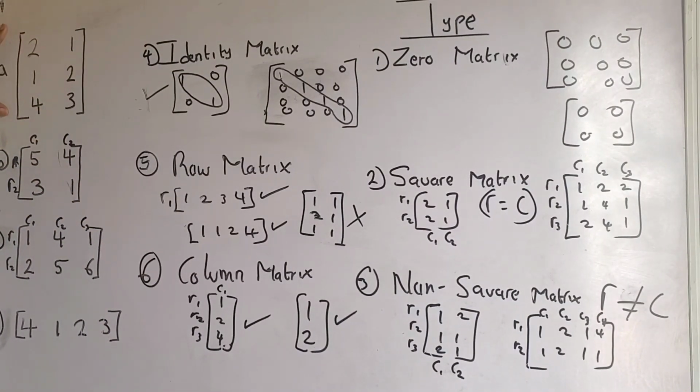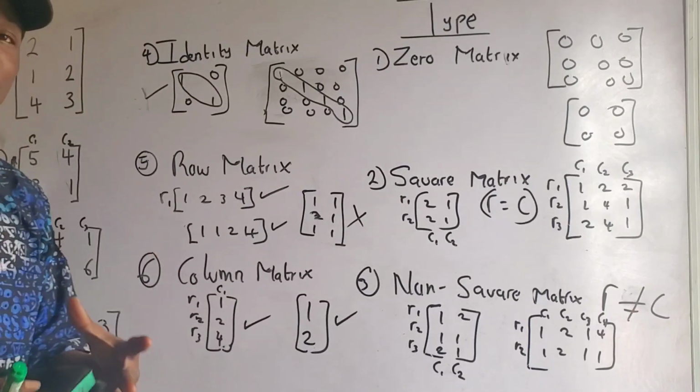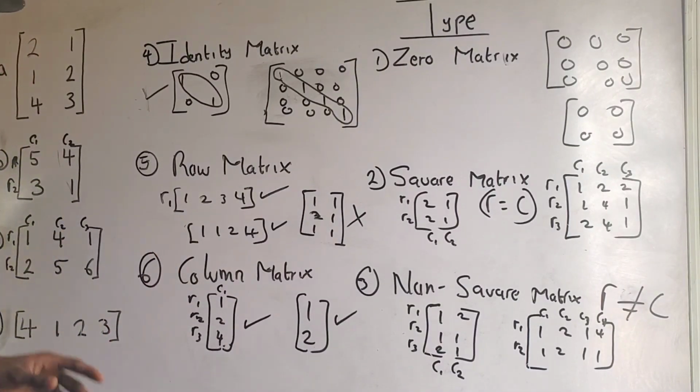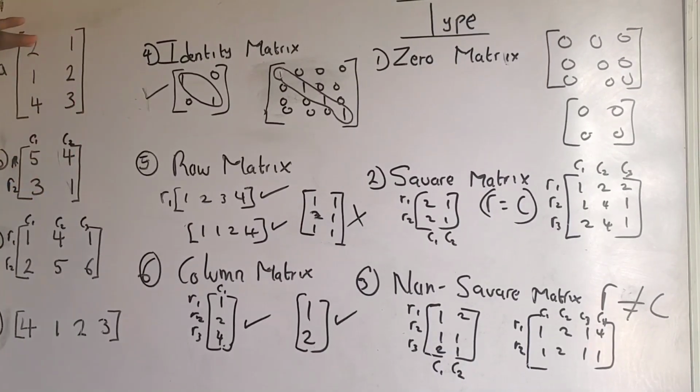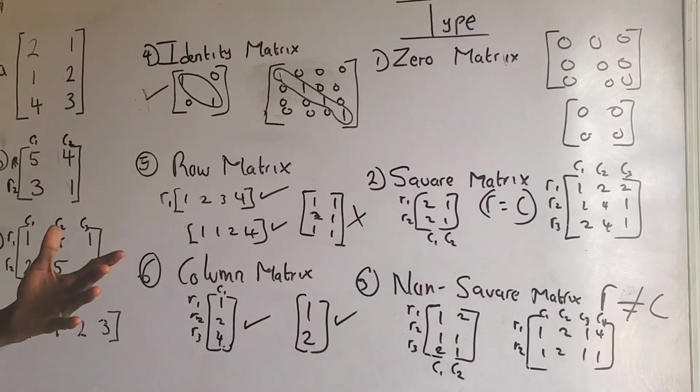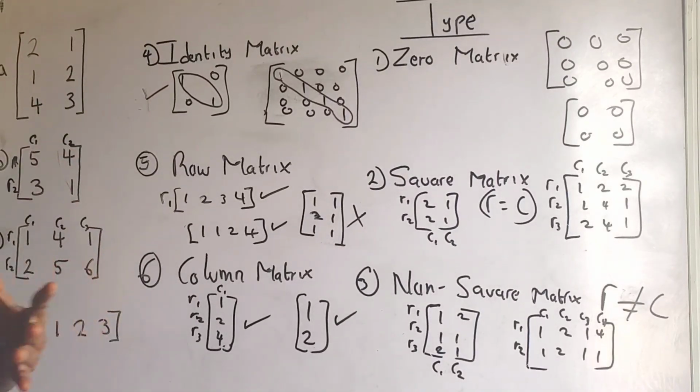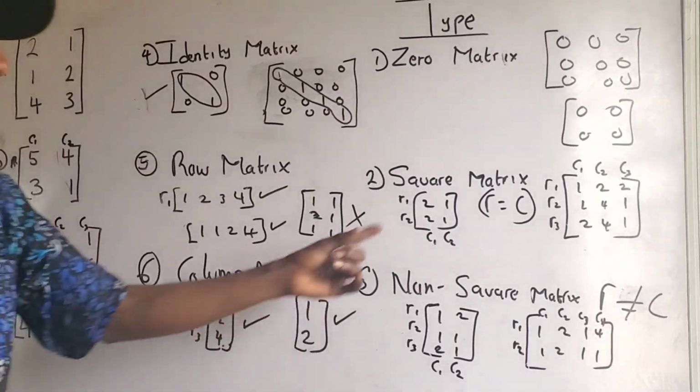Do you understand? Okay. For square matrix, they must have the same numbers of rows and columns. Is that not it? So how many rows do we have here? 1, 2, 3. How many columns? 1, 2. This is column 1. This is column 2. This is row 1, row 2, row 3. So this matrix doesn't have the same numbers of rows and columns. So we cannot call it square matrix.